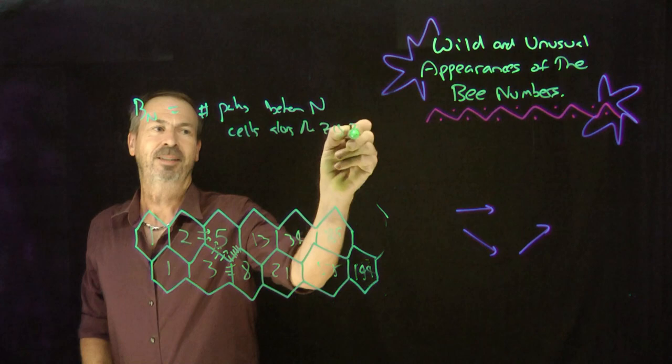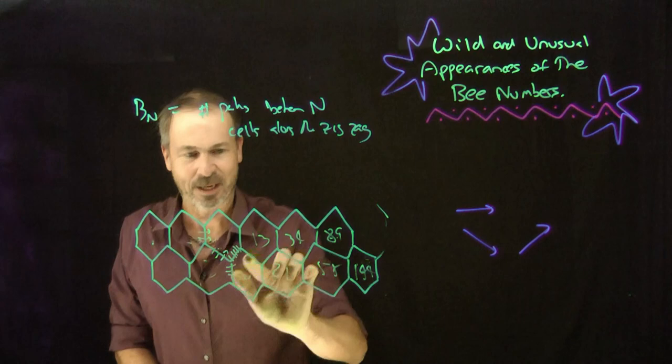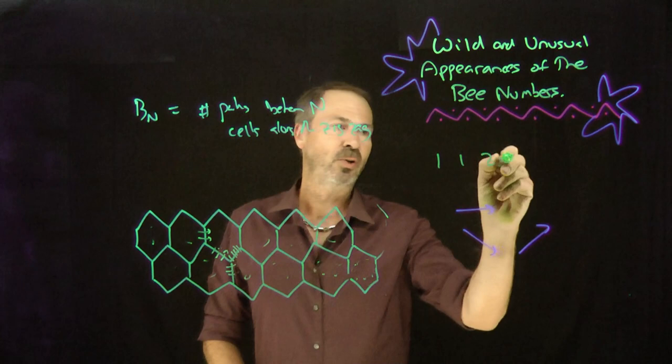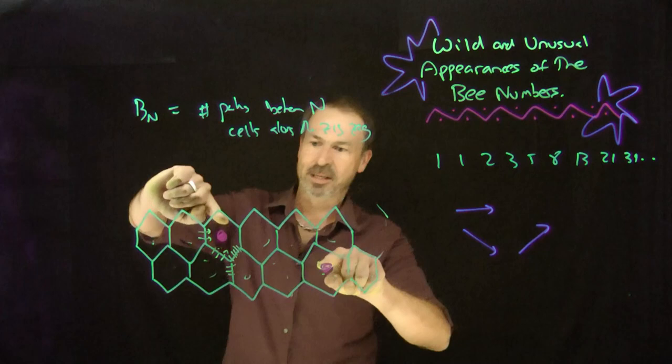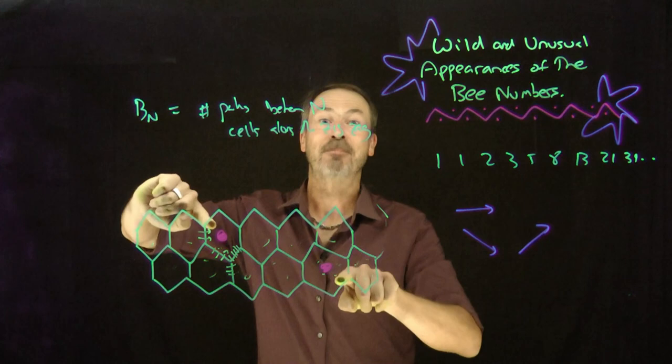So, to practice that, let me clean this board, making it messier. Our B numbers were, I don't know why I erased them, 1, 1, 2, 3, 5, 8, 13, 21, 34, and so on. If I want to start here and end here, I say to myself, okay, how many paths would there be? Start and end is 1, 2, 3, 4, 5, 6. That's a zigzag of 6 cells. It must be B6. There must be 8 ways to walk between those two starting points.